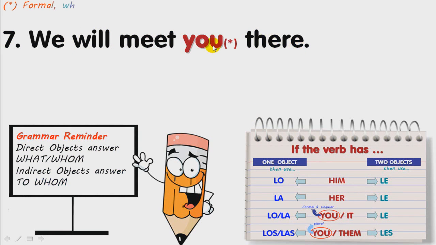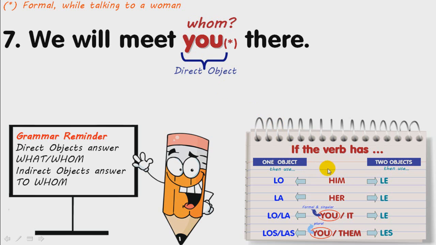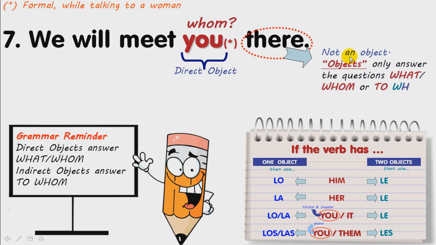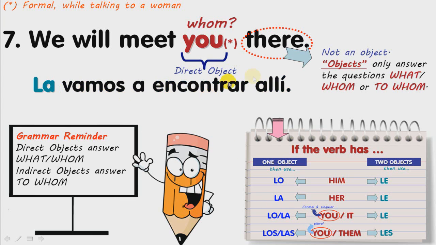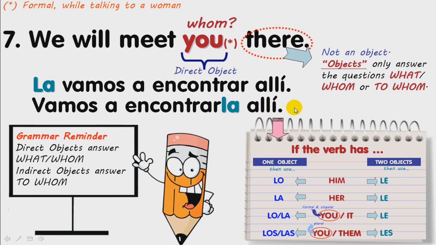We will meet you there. You is addressing a woman. It's a formal situation while addressing a woman, while talking to a woman. We have only one object. It answers the question whom. So we are talking to a woman, formal situation, one object. We said that there is not an object because objects only answer the questions what, whom, or to whom. So we need to use this column. And as it's a woman, and it's a formal situation, we'll use la. La vamos a encontrar allí. Or, vamos a encontrarla allí.